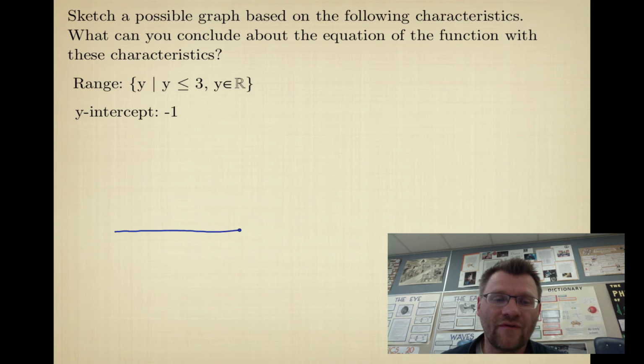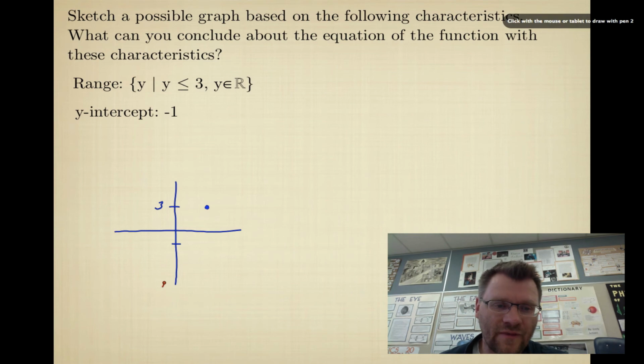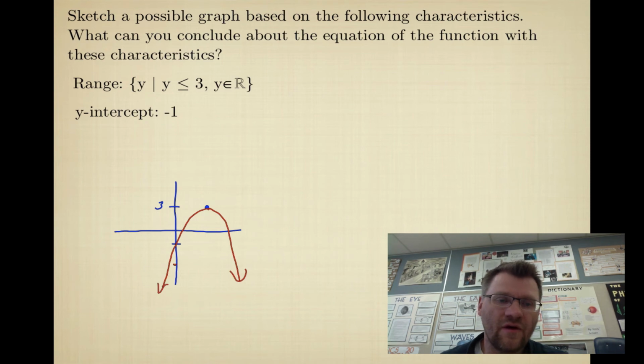So if I'm going to graph this thing, I just have to make a graph where y is going to be less than 3 everywhere. So if this is a height of 3, I know my graph is going to have a maximum point here. And the y-intercept is at -1, so somewhere down here. So my graph is going to look something like this. Now, as long as my graph goes through a range of everything less than or equal to 3, and that y-intercept is -1, I'm good to go.